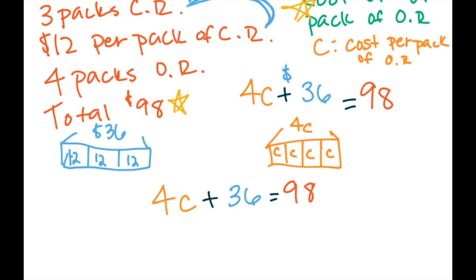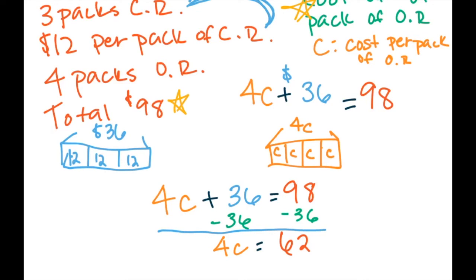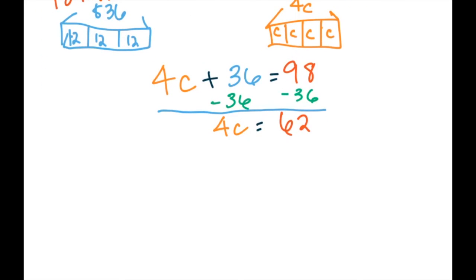and I'm going to actually solve it. So my first step in solving it is to go ahead and subtract this 36 and move it to the other side. When I do that, I'm left with 4C is equal to 62. All right. Now, I've got 4 times c is equal to 62. I'm going to go ahead and divide both sides by 4.